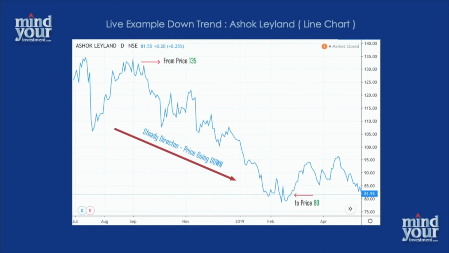So assume that you had bought a share at 100 levels a couple of trading sessions earlier. You should have booked your profits at 135, because if you hadn't booked your profits at 135, the share would have fallen to a level such as 80 and you would have lost 20 rupees per share in profits.